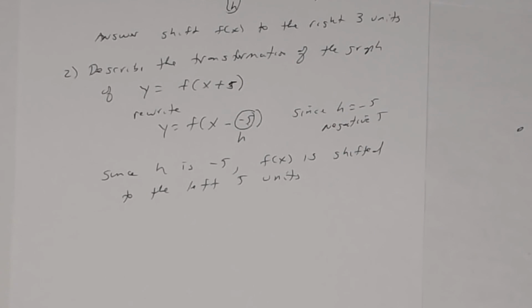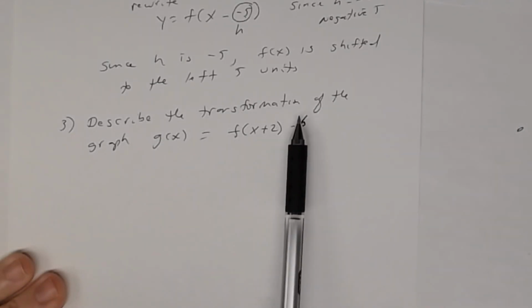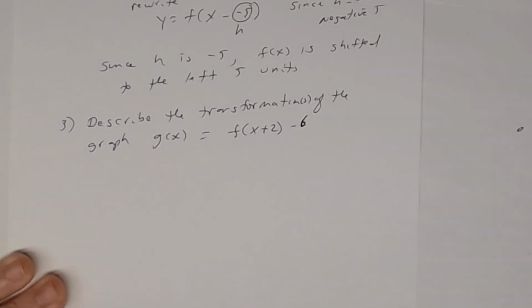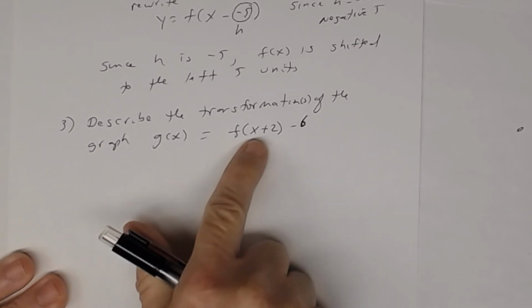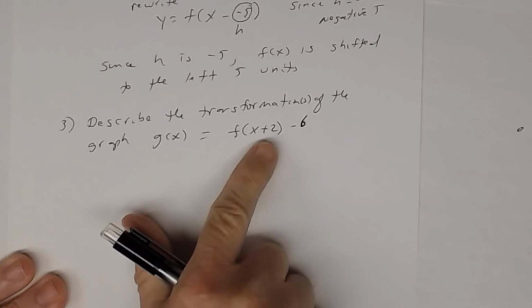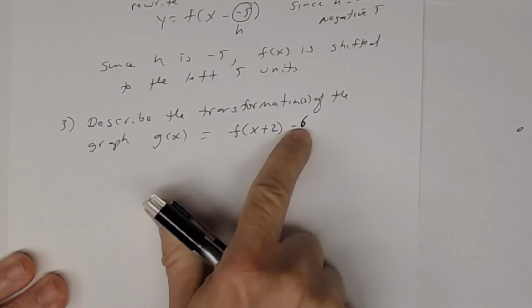Let's look at number 3. All right, let's suppose we had this one. Describe the transformation, or I should put this in plural, transformations, of the graph of g of x, which is f of x plus 2 minus 6. So I want you to notice there are 2 transformations occurring. You have a number on the inside and you have a number on the outside.